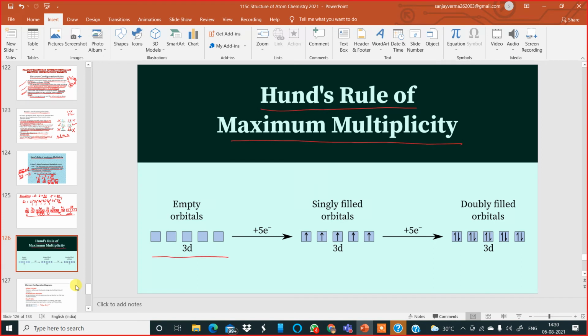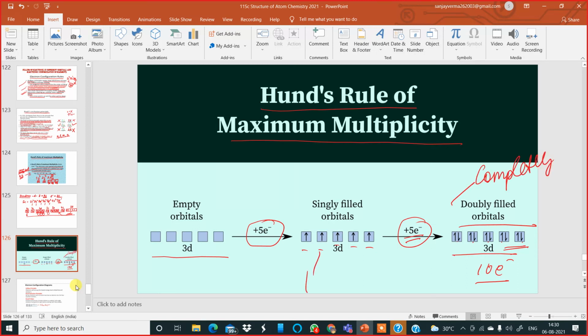Empty 3d orbitals. I am giving 5 electrons, so this is how the electrons are occupied first. Now after that, if I give 5 more electrons, then the 5 extra electrons which I've added the second time will start doubling up the orbitals this way, which makes them total 10 electrons altogether. It is completely filled, and this one is half filled.